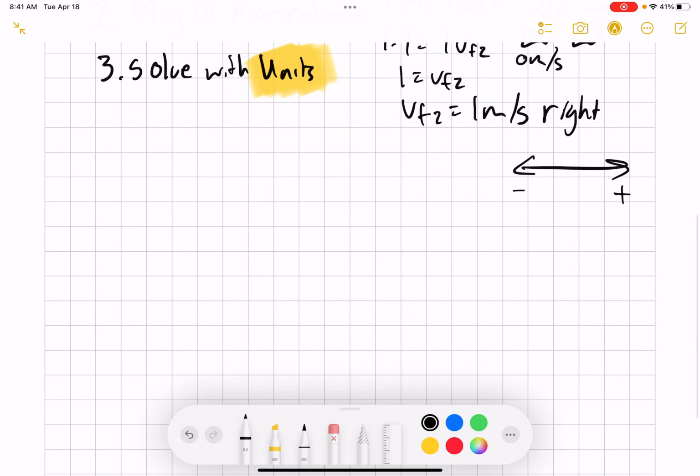Now remember, there are different types of momentum collisions. Can you think of the two main types?